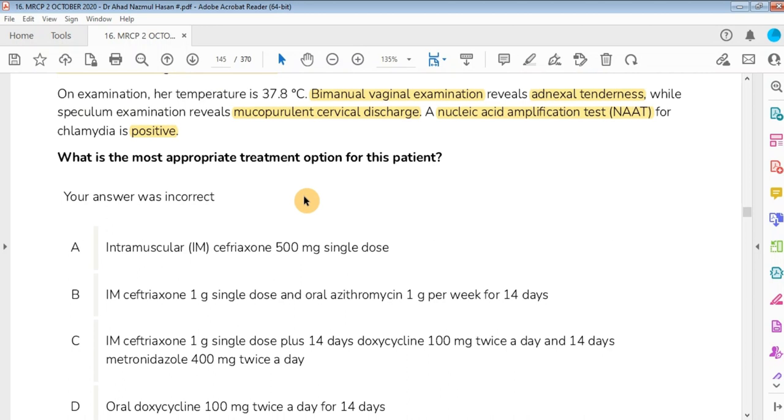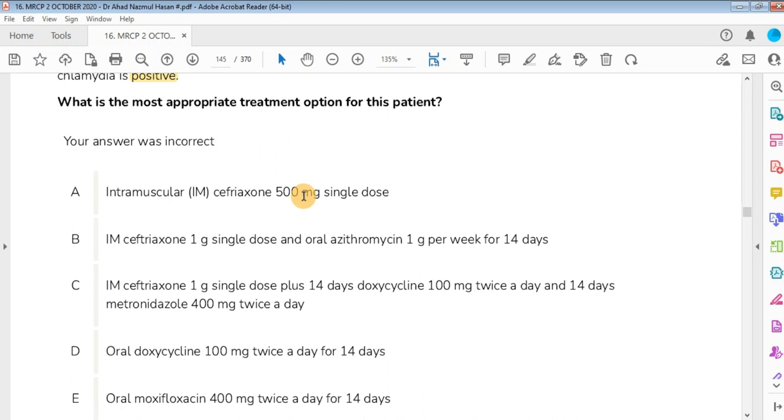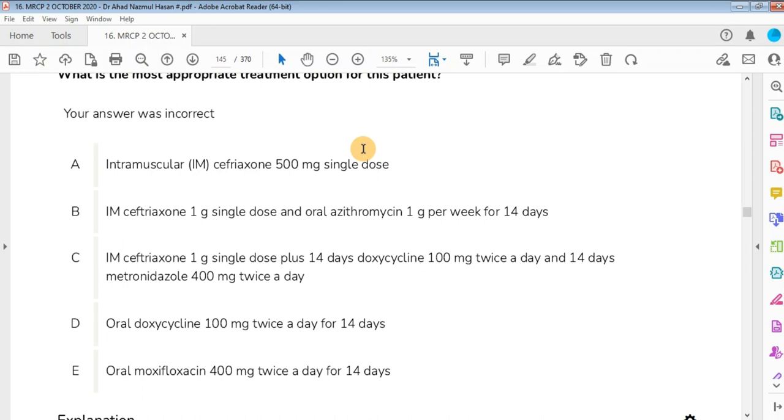What is the most appropriate treatment option for this patient? IM ceftriaxone 500 milligrams single dose, IM ceftriaxone 1 gram single dose, and oral azithromycin 1 gram per week for 14 days. IM ceftriaxone 1 gram single dose plus 14 days doxycycline 100 milligram twice a day, and 14 days metronidazole 400 milligram twice a day. Oral doxycycline 100 milligram twice a day for 14 days, or oral moxifloxacin 400 milligram twice a day for 14 days.